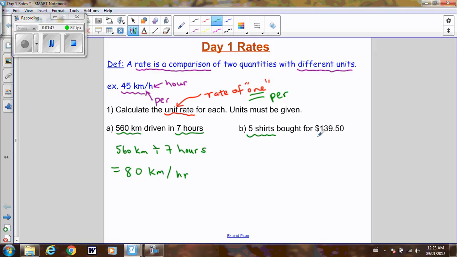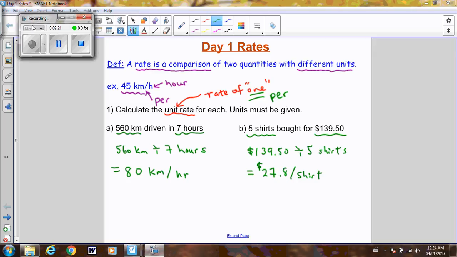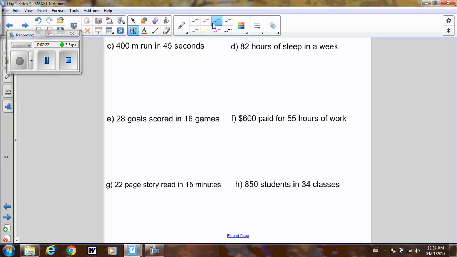You bought 5 shirts for $139.50. So what we're interested in is how much each shirt costs. This time you have to take the cost, which is $139.50, and divide it by 5 shirts. When you do that, you should get about $27.90 per shirt. Notice how we write it: dollar amount first and then shirts. Okay, so let's take a look at some more examples here.